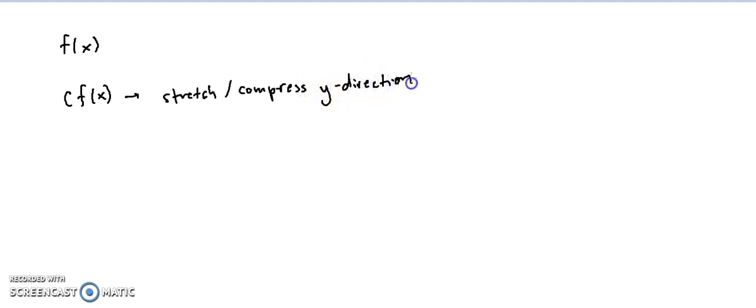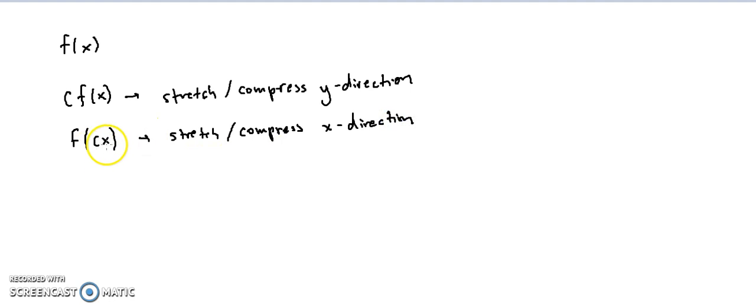If it's bigger than 1, it's going to be a stretch. If it's less than 1, it's going to be a compress. So a half out front would chop the height in half, and 2 out front would make it twice as tall. If we put the number on the inside, if it's multiplying on the inside, that's going to be a stretch or compress in the x direction. And remember, when it's on the inside, it's opposite what we'd expect. We'll go on and look at that one.